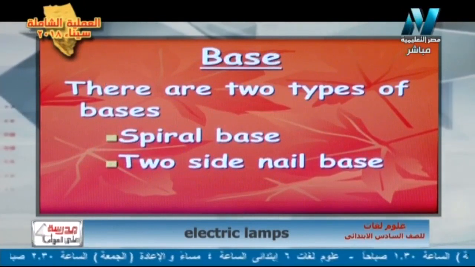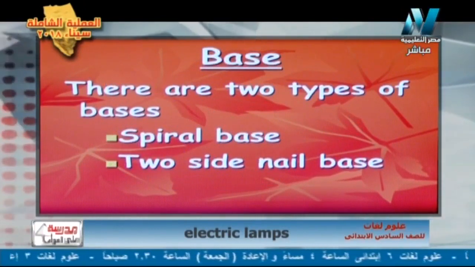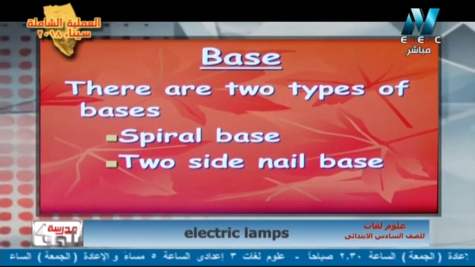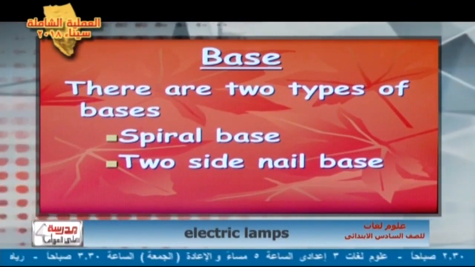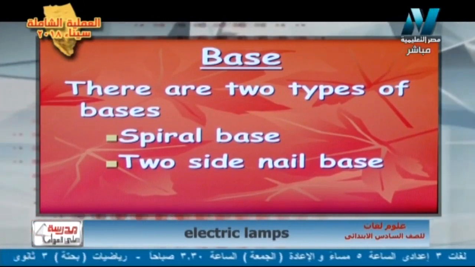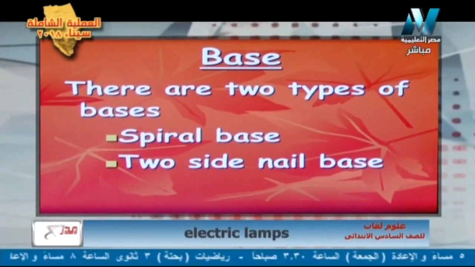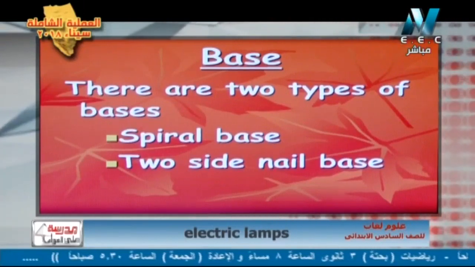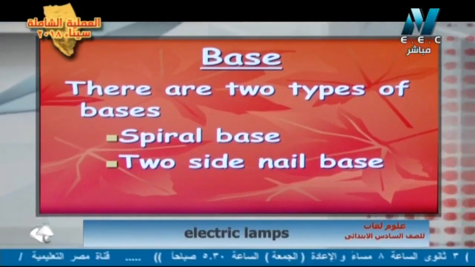So now what about the base? What are the types of base? There are two types of base, which we may hear about commercially: the spiral base, which we call the screw lamp, and the two side nail base, the nail lamp, or more precisely, a lamp with two nails. So now let me draw a simple drawing for those types of base.